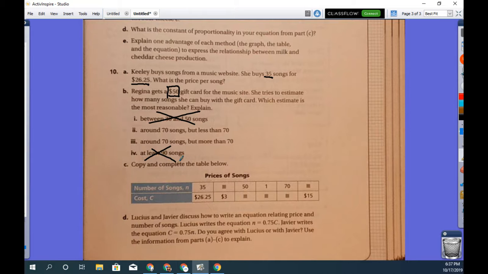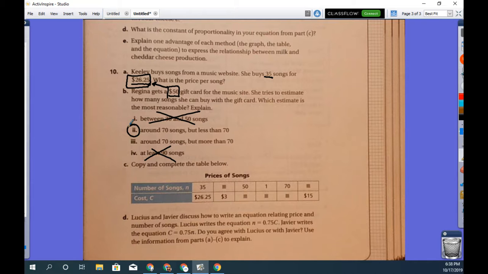Interesting. Now, I think what they're asking us to do is to compare these two prices here. So I have a little less than twice as much money. So I get a little less than twice as many as 35 songs. Does that make sense? So we're creating a ratio here of price to songs. I have a little bit less than double the price here. So I'm going to get a little bit less than double the 35 songs. So that is going to be that answer there.